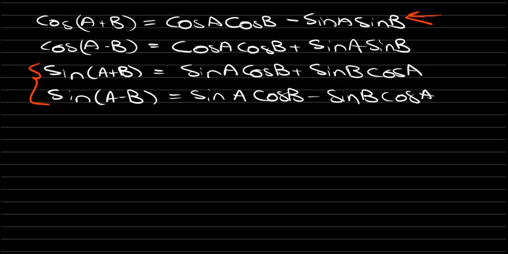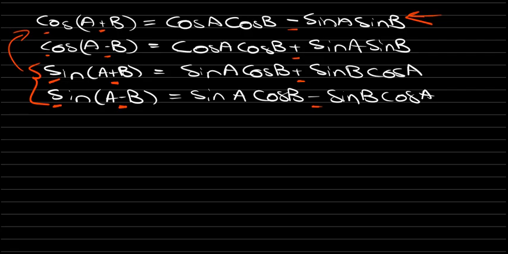I remember that S means the sign stays the same. And I just know that cos is the opposite. So that's how I remember the sign, and then obviously the ratios exchange: sine A cos B, sine B cos A.